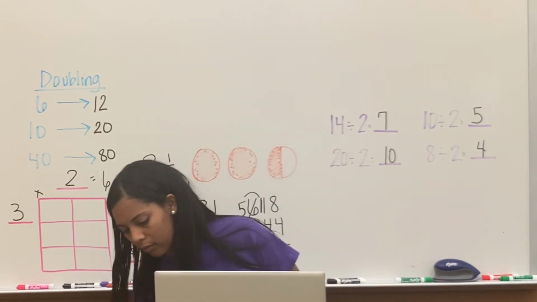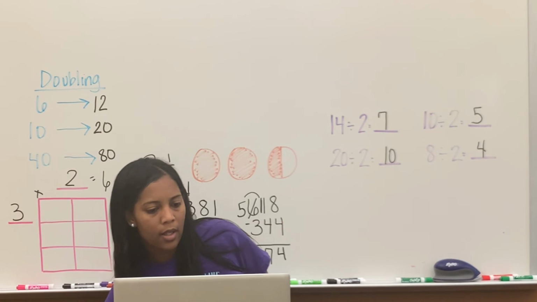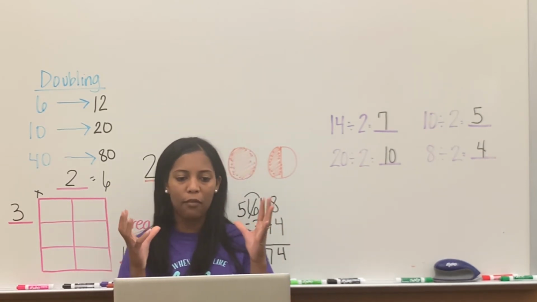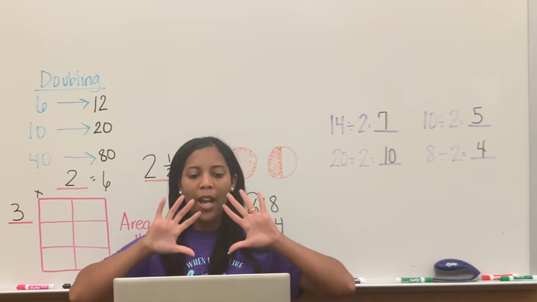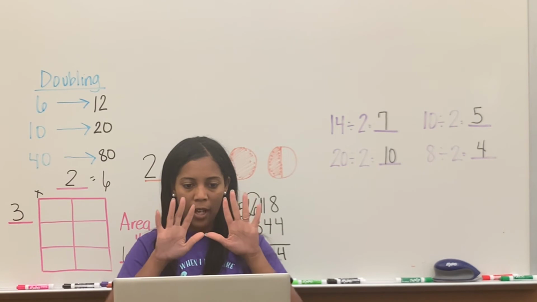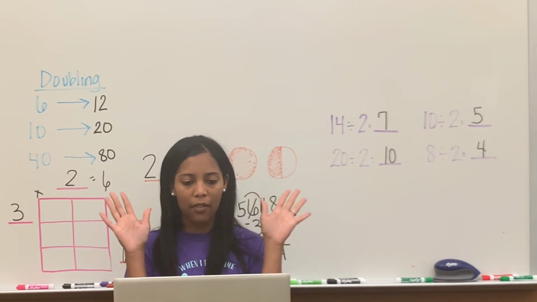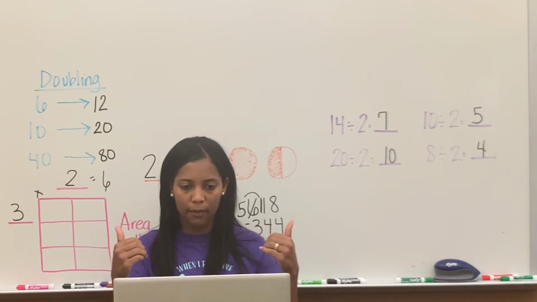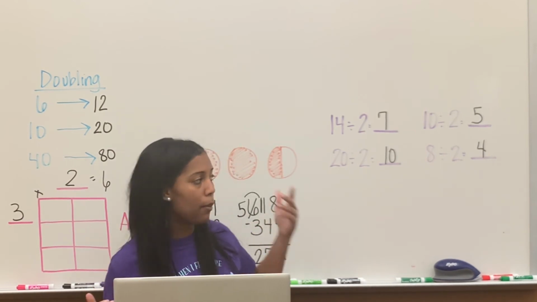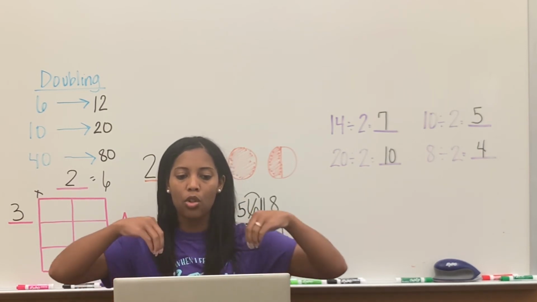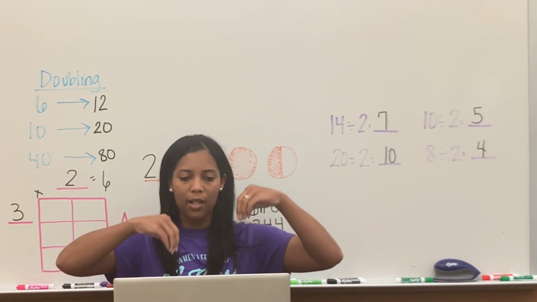Okay, so let me explain. When you divide, you're splitting a number in half because we're dividing by 2. So if I have 10 and I split it in half, I would have 5 on one side, 5 on the other side. So that's what division is: when you divide something, you split it. We're dividing by 2, so whatever number you have, you split it into 2 equal groups.